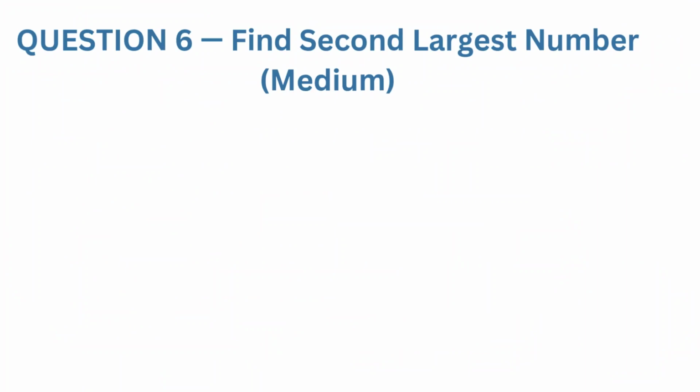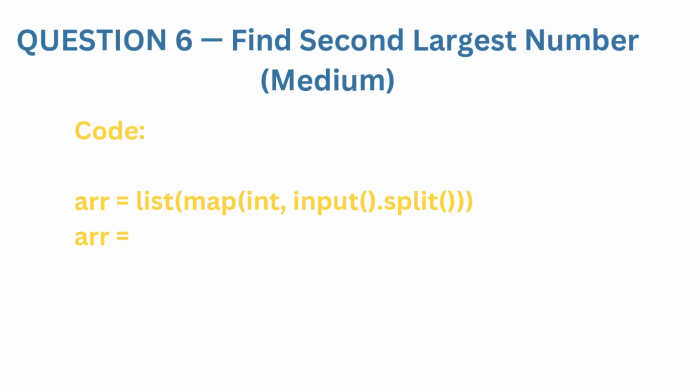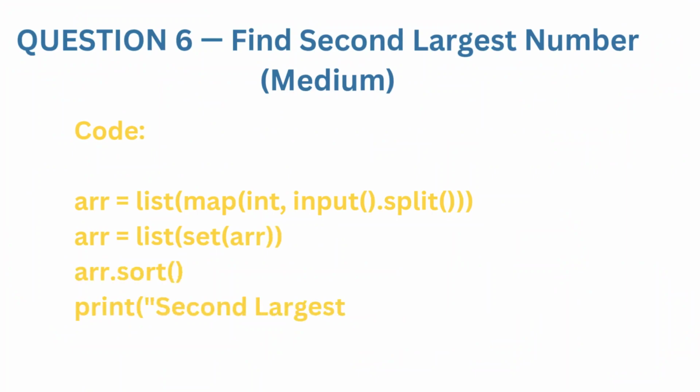For sorting a list, we have to use array equal to list map int input and split function. Array will be list and set of array, that means it removes the duplicates, and then the array will be sorted. Then we have to find the second largest. So inside we have to use array of -2. This will find the second largest number in the series.